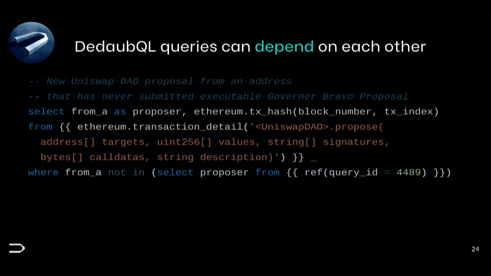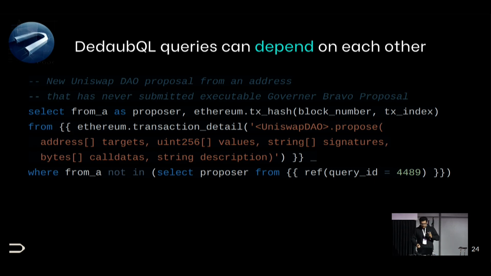One more thing that I can show you is dependencies. So obviously in programming languages, we like to have abstraction, okay? And we allow abstraction also in DedaubQL. So DedaubQL queries can depend on each other. And the system needs to make sure that when queries depend on each other, the dependent query is executed first. Okay, so the dependencies are executed first, sorry.